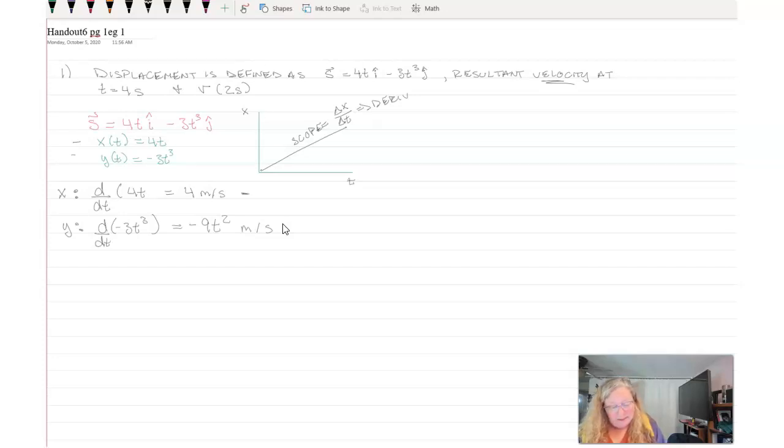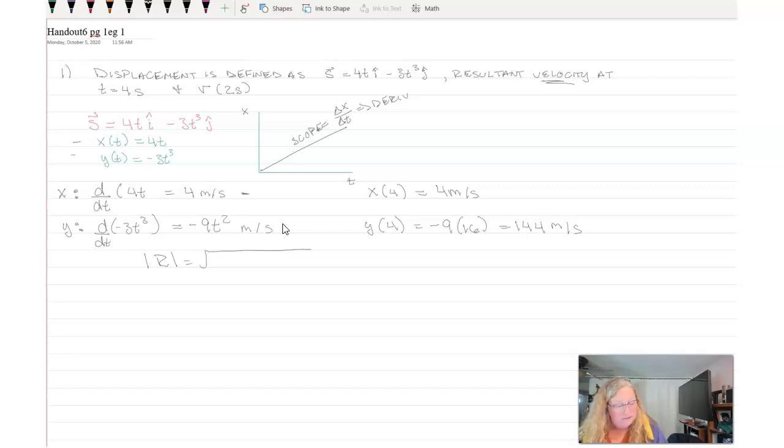But we can apply it then, so for my x, so my x of 4, is what I want it for, is just 4 meters per second. And my y of 4, that is negative 9 times 16. I'm going to do a calculator. I'm a little too tired to do math in my head right now. 9 times 16. It's 144. Ooh, it's moving. Meters per second. Cool.